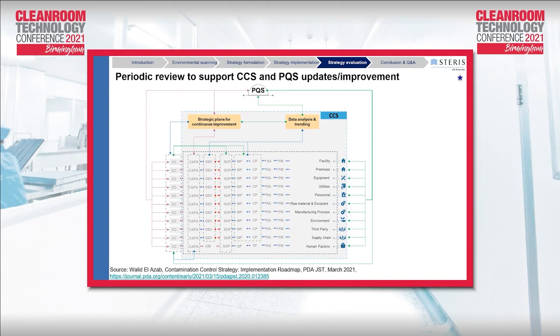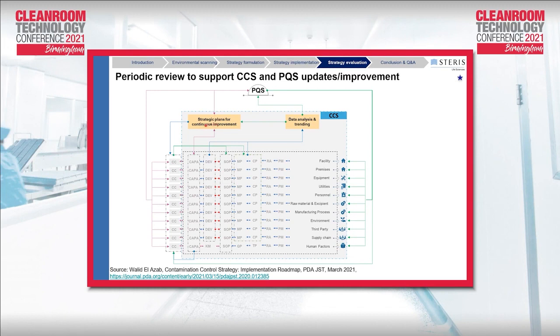So use the data coming from the controls, but also the data coming from the deviations to assess what you have put in place as CAPA. Is it working or not? If it is not working, then it may need to be implemented into the strategic plan for continuous improvement.